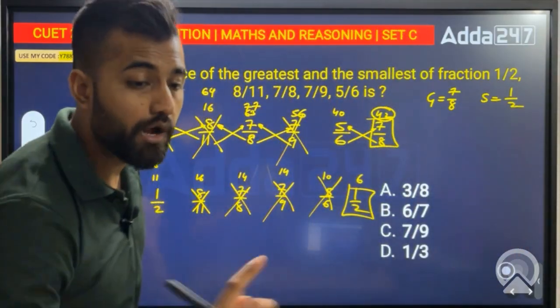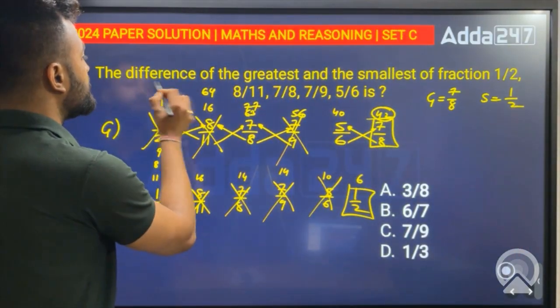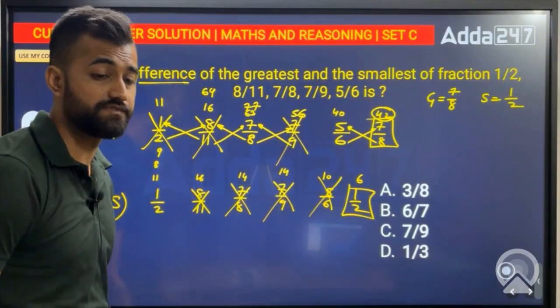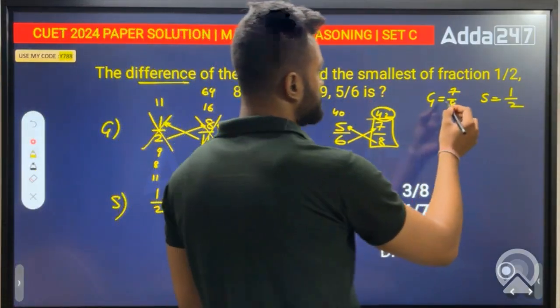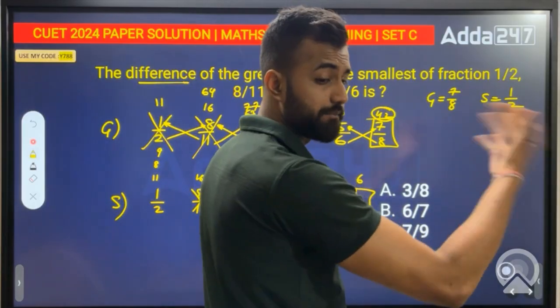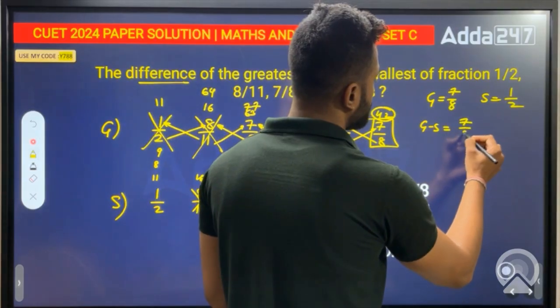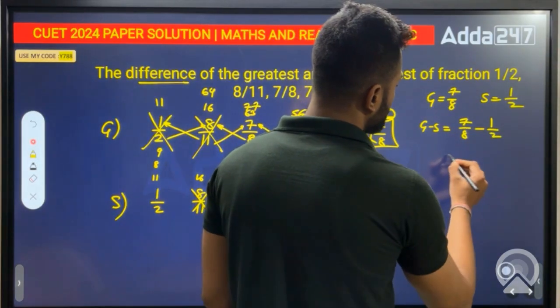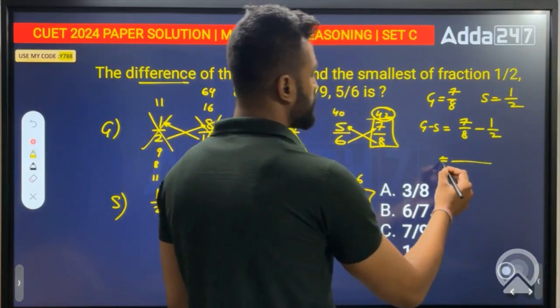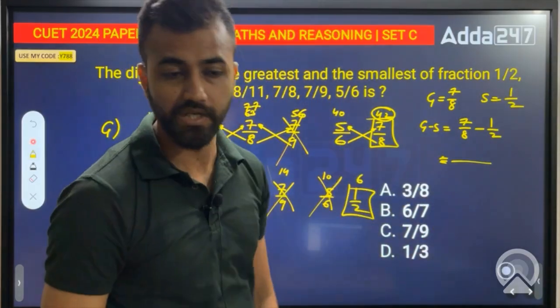Done. Now the question is I have to find the difference of greatest and smallest. That means I have to subtract them. Difference means subtract. Greatest minus smallest you have to do. That means 7 by 8 minus 1 by 2 I have to do. So you solve it. Let me teach you a short trick to solve two fractions quickly.